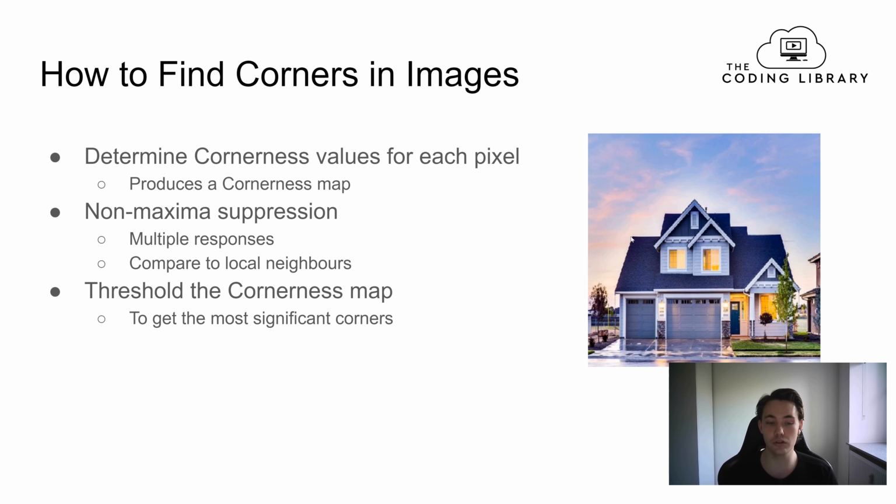And then we can threshold the corners map to get the most significant corners. So this is the approach and the procedure that many of these different corner detection algorithms and methods implement. First of all, we determine these corner values. Then we use non-maximal suppression to filter out some of the noise, and then we threshold the corners map again to only get the most significant corners, because we don't want every change in intensity where two edges meet to be specified as a corner. We only want the most significant corners in our images.